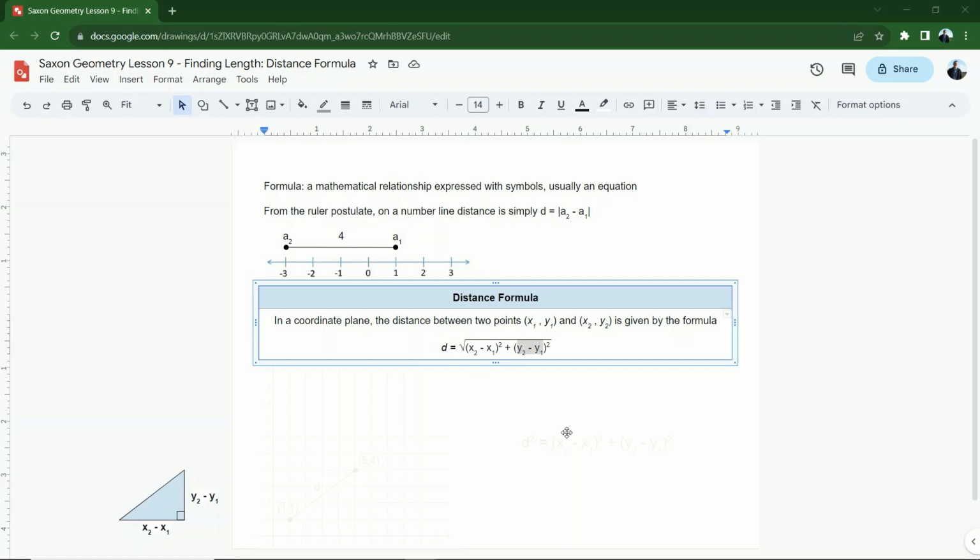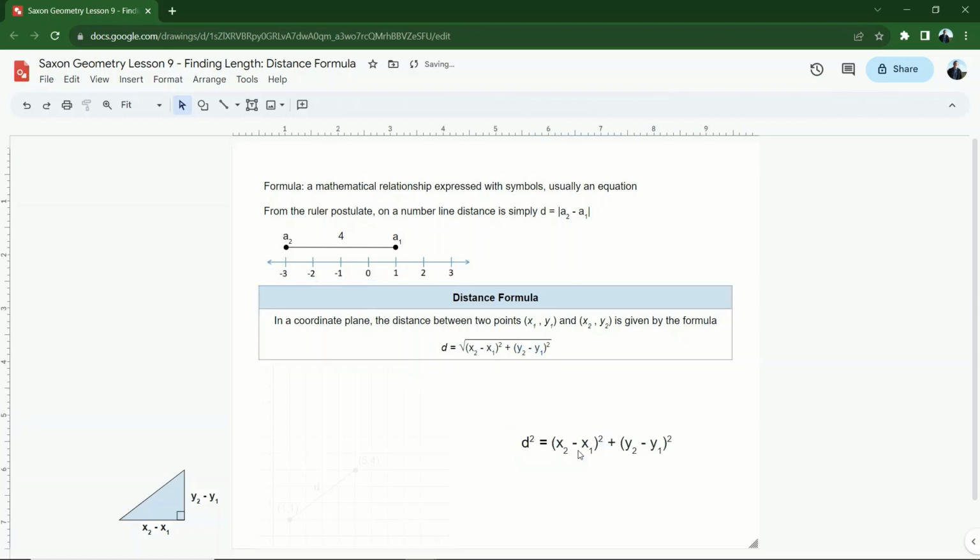All right, now, I said this is like the Pythagorean theorem, and you'll see that a little more if, instead of having a square root symbol on the right side, I square both sides and I have d squared equals x2 minus x1 squared plus y2 minus y1 squared. So do you see how this is like a squared plus b squared equals c squared, except my letters are different? And instead of just having a and b, I have these distance expressions, x2 minus x1, y2 minus y1.